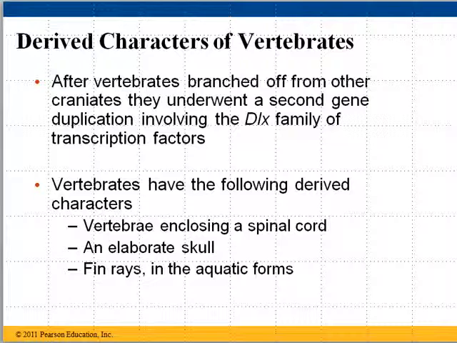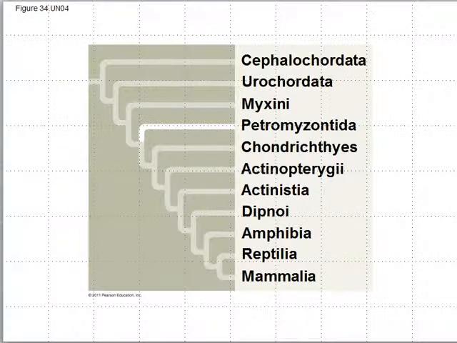Vertebrates have the following derived characters, including all the ones we've already mentioned, but they have a vertebrae enclosing a spinal cord, so that would be more similar to, say, a human, you and I, an elaborate skull, and if we're talking about aquatic vertebrates, they have fin rays. And we'll talk about that in just a moment. If you've ever seen a regular fish, a bass or a catfish, you know the fin rays that we're talking about.